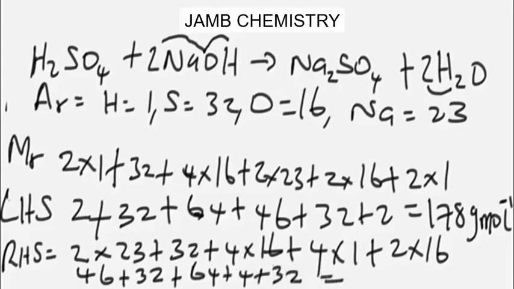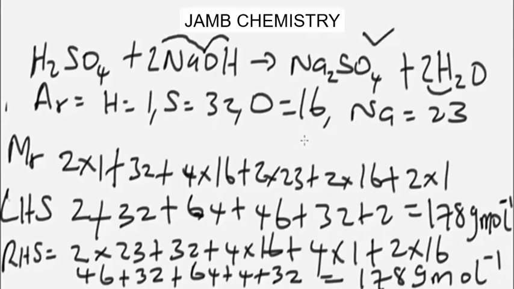Let me add everything together. It should give us the same result, 178. Let me confirm. So when you punch everything, you still have 178 grams per mole. So this shows us that there is conservation of mass in this chemical equation. So that's it, guys, how you can deal with problems involving conservation of mass for your chemistry.